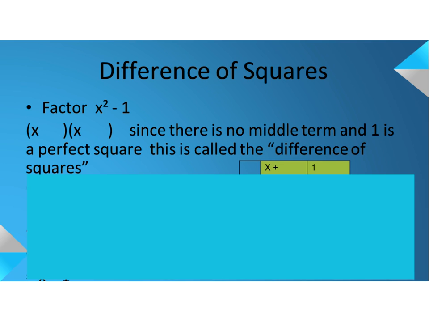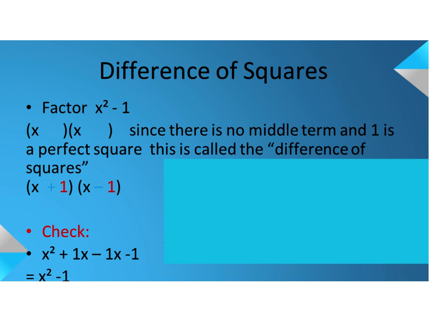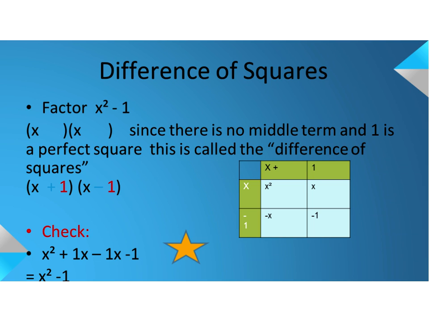We're going to use the same method of thinking of what two numbers times themselves will give us 1. The only two factors of 1 are 1 and 1. So we're going to have 1 and 1 there. Now their signs have to be opposite because the middle term has to cancel out. So if you use FOIL, or the box method, you get x squared plus x minus x minus 1. These two cancel each other out, so we get x squared minus 1.